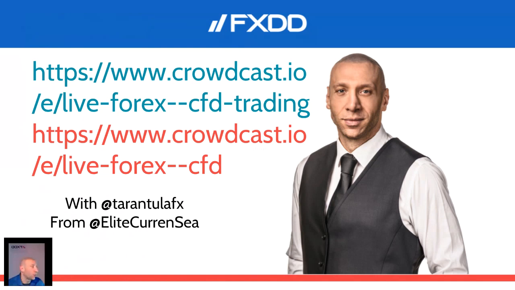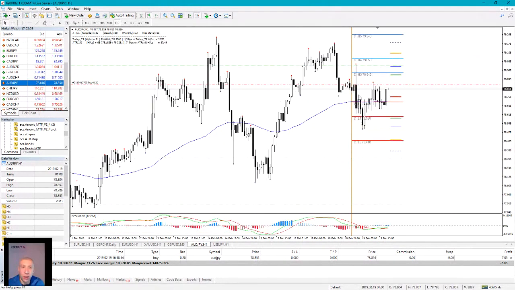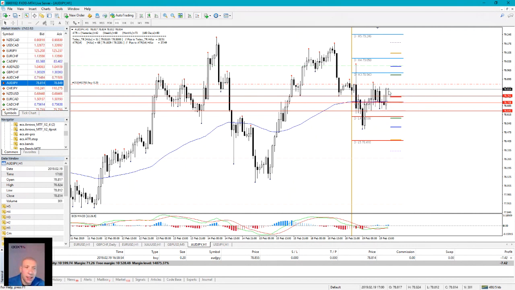Now, let's cut to the chase, guys. I am long here. This is Australian dollar yen. So you can also go long if the price drops, or you can also initiate your long position right now. Have in mind that I'm now marking the zone, so every single one of these lines is a zone to buy into. So 78.76, 78.70, 78.64.